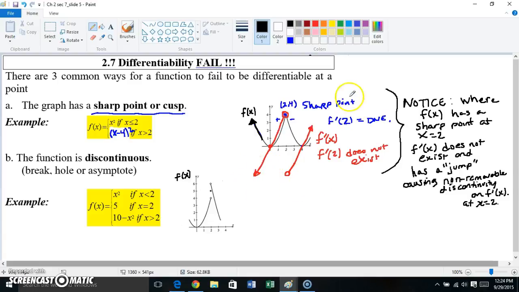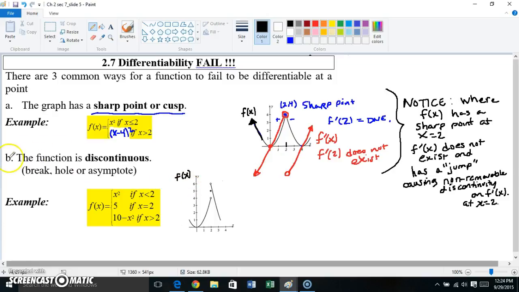Okay, I took a step back here and just want to point out my note here. Notice in our first example with the sharp point, where f of x has a sharp point, this happens at x equals 2, f prime of x does not exist, and notice that f prime of x, the red graph, has a jump in it. It has a non-removable discontinuity in the derivative graph.